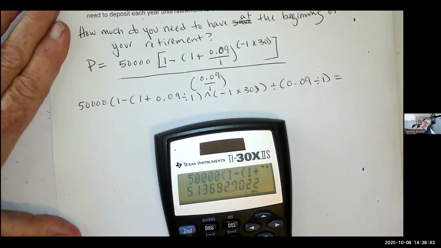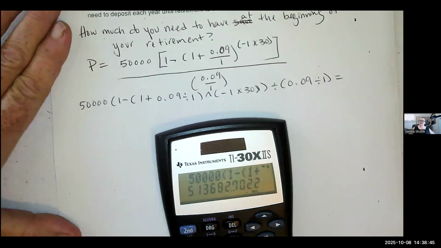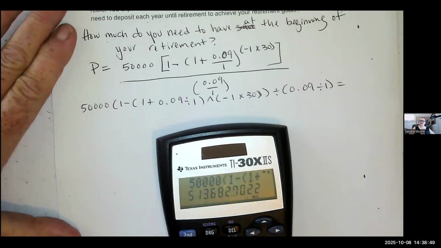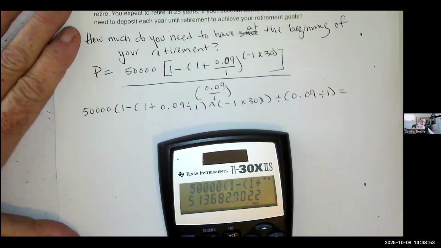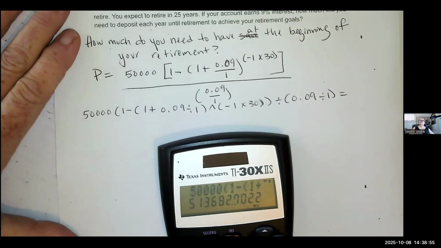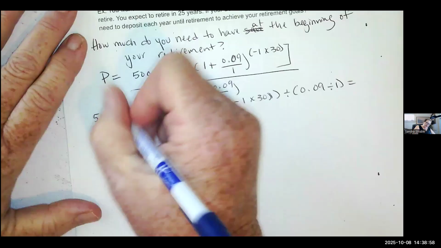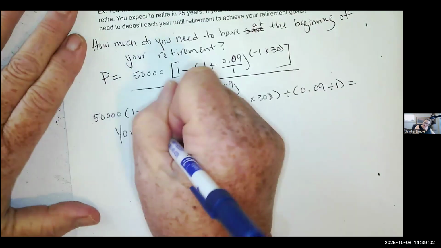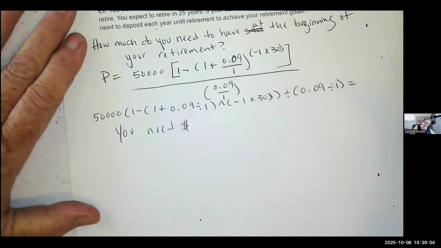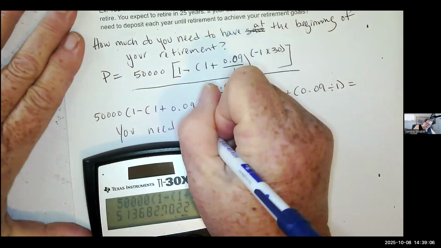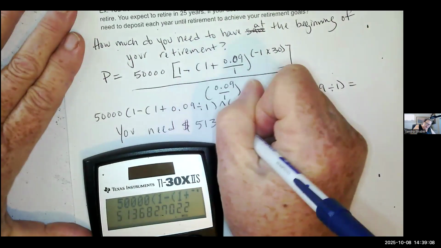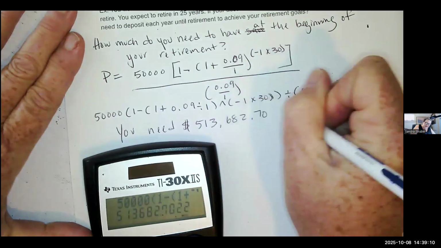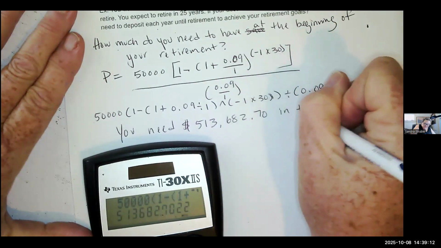So when you go to retire, you need to have this amount of money in the account so that you can take out 50,000 a year for 30 years, right? So how much do you need in your account at the beginning of your retirement? This is not the answer for the homework. This is just for what I would say on my exam: $513,682.70 in the beginning of your retirement.